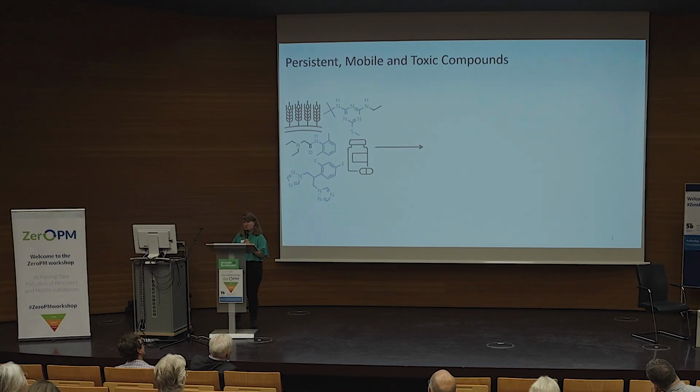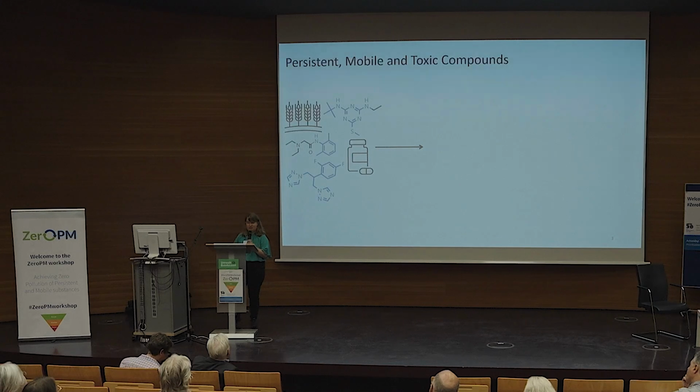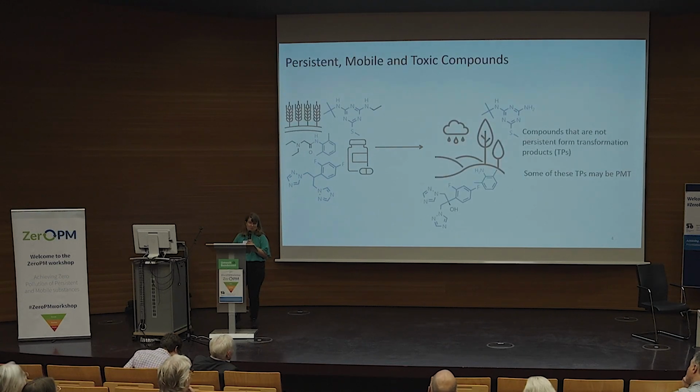But what happens to the compounds that aren't persistent? Those that are broken down by metabolism, water treatment, environmental processes? Well, they form transformation products. And when we want to assess the risk of a compound, we must take these transformation products into account, because they too can be PMT compounds.